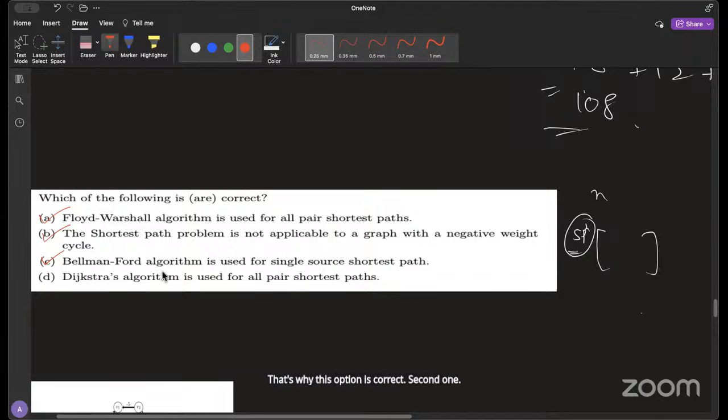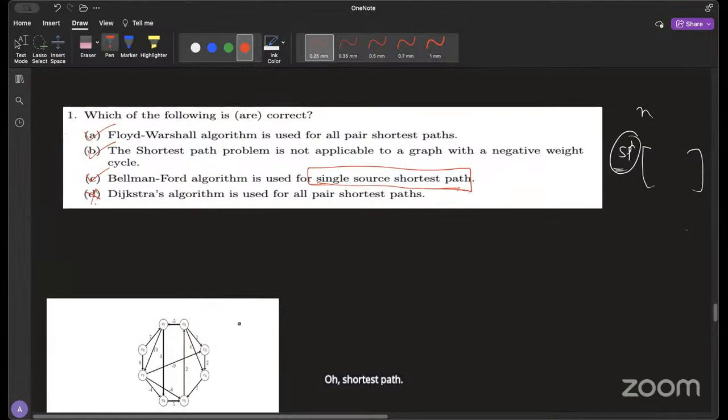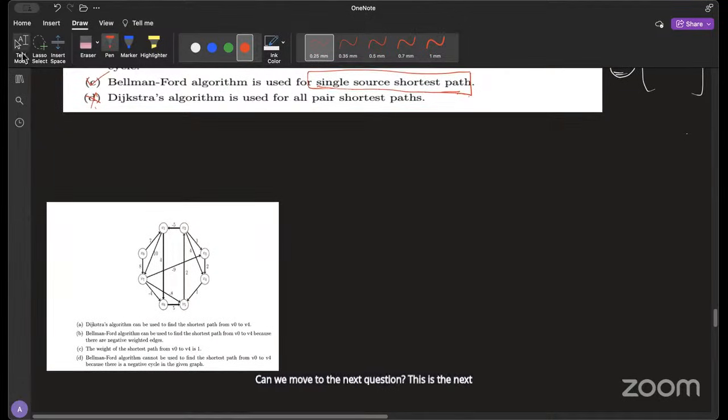Then the last one is about Dijkstra. Dijkstra's algorithm is used for all pair shortest path. It's not used for all pair shortest path. It's used for single source shortest path. Dijkstra and Bellman-Ford both are used for single source shortest path distance. Can we move to the next question? This is the next one.